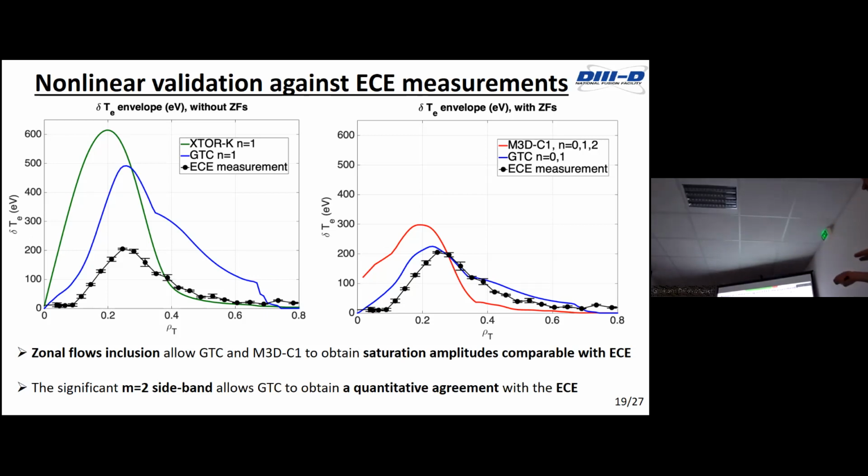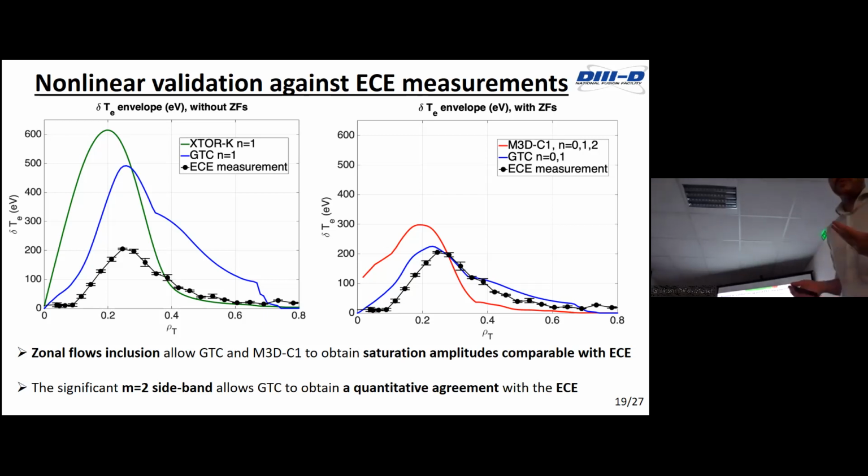You can also see that GTC has a significant m equal 2 harmonic that extends the structure. But those saturation amplitudes are much higher than the one from the ECE measurement from the experiments. But as soon as we include zonal flow, we have much lower saturation amplitude with both XOR K and GTC simulation. Actually, the m equal 2 feature of GTC simulation enables us to have a very good, quantitative agreement with the experiments, which provides us with a nonlinear validation for fishbone simulation.